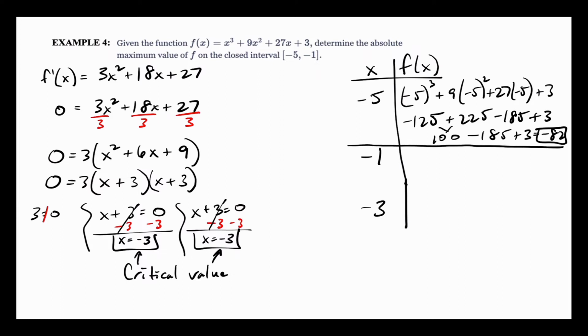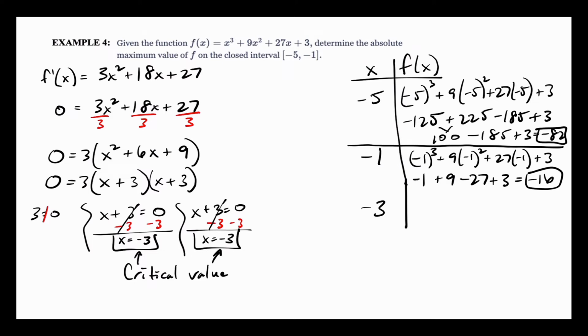Do the same thing for negative 1. Negative 1 cubed plus 9 times negative 1 squared plus 27 times negative 1 plus 3. So that's negative 1 plus 9 minus 27 plus 3. 8 minus 27 is negative 19. Negative 19 plus 3 is negative 16. Okay. So far, the highest y value is negative 1.